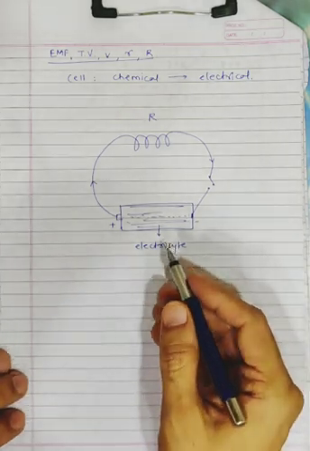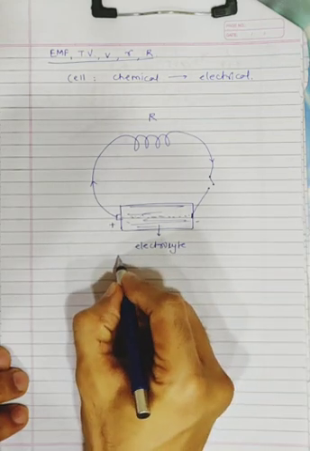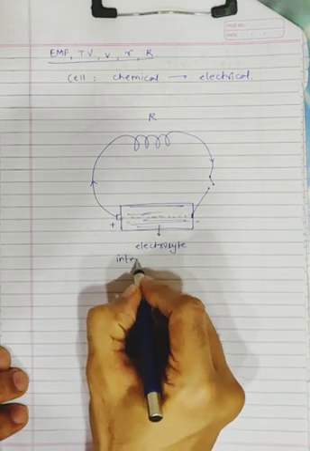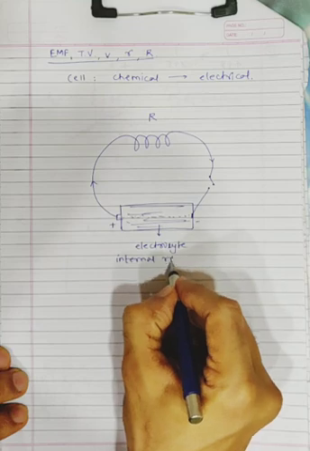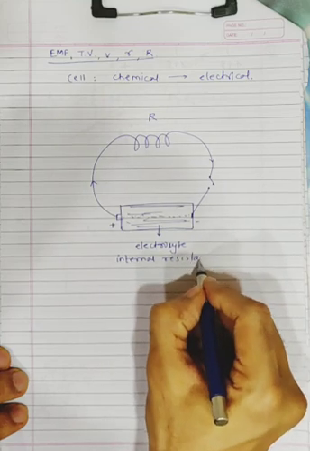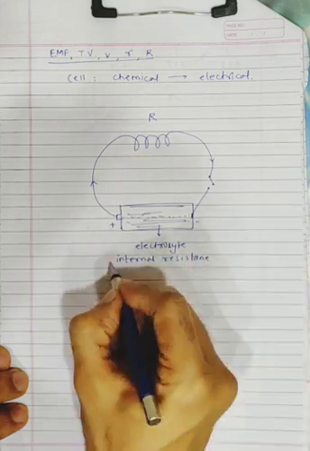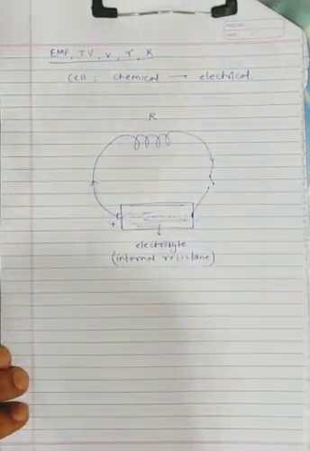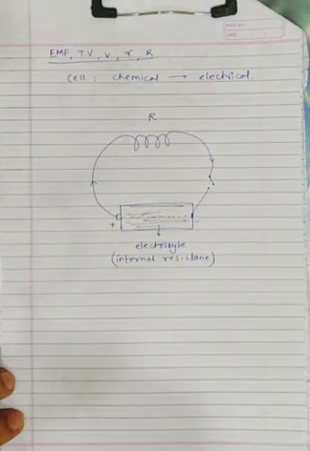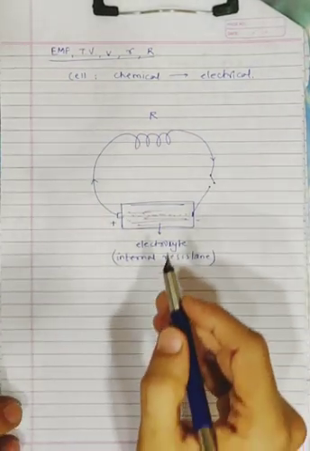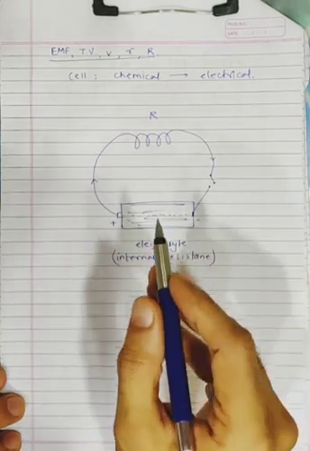Okay, so I'll repeat once again. The electrolyte offers what? Internal resistance. And the symbol for internal resistance is small r. I'll write down all the symbols later on. Got it, everybody?